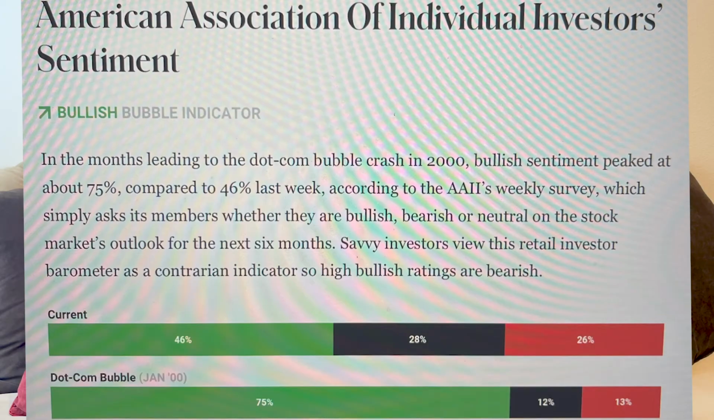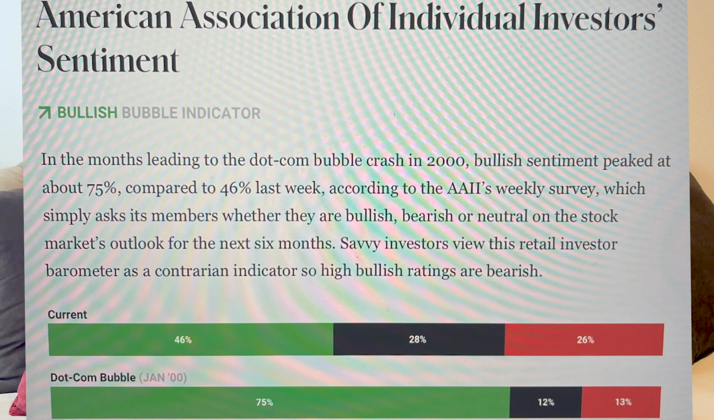Number two, American Association of Individual Investors sentiment. There was a big bullish sentiment back before the crash of the 2000s, and we're having the same bullish sentiment today. Back in the day, it was 75% bullish, compared to today being 46. That's the only thing that can save us. But it's on the inverse side. So the more bullish people think the market is, the more likely for it to go bearish.